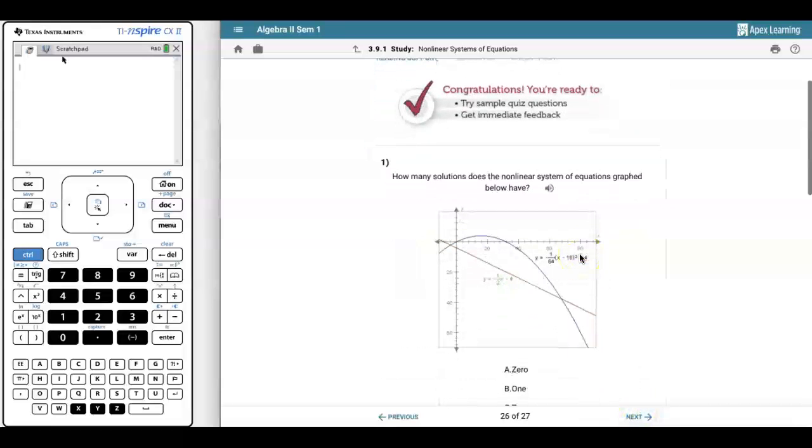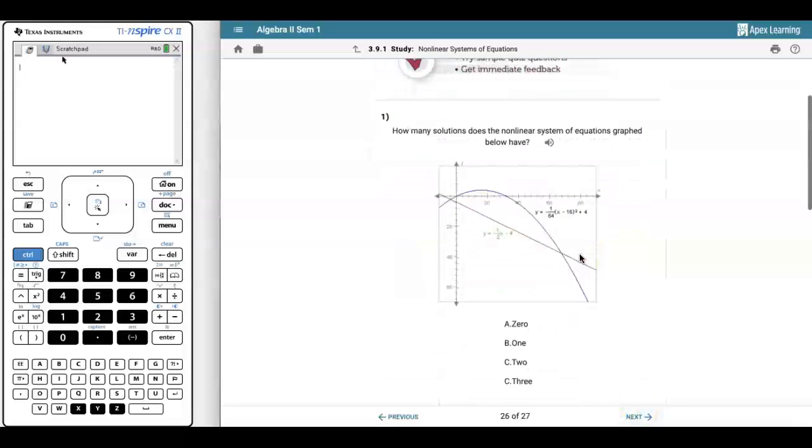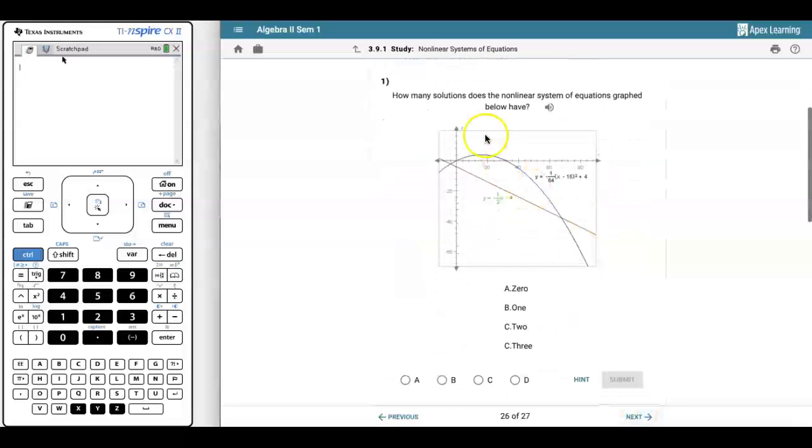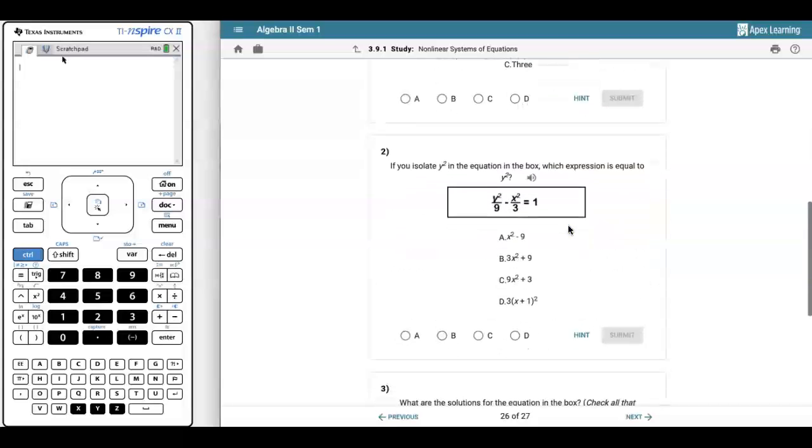Now, again, please go through these. Make sure you understand what's going on here. According to this graph, if I don't give you the scenario of our daredevil, this has two solutions. I want to highlight that. This one has two solutions because it crosses in two places.